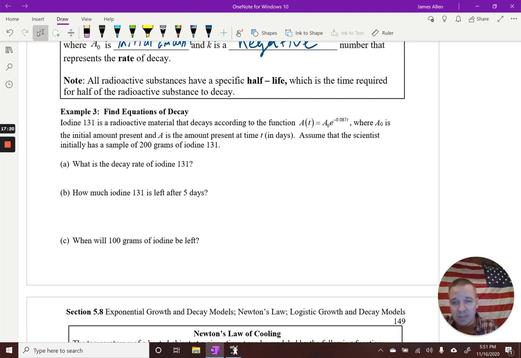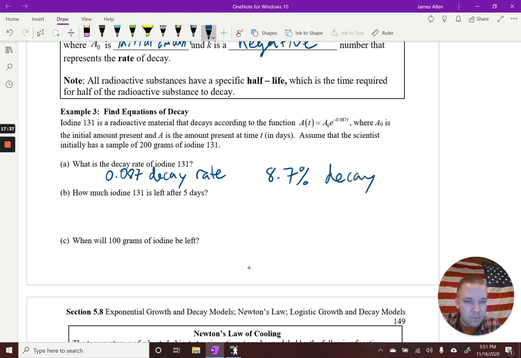Well, my decay rate is 0.087, or you could say 8.7%. Okay, decay rate. Just make sure you have the percent if you're writing a percent, and do not put a percent here because it's not a percent, right? It's a decimal written as a percent.